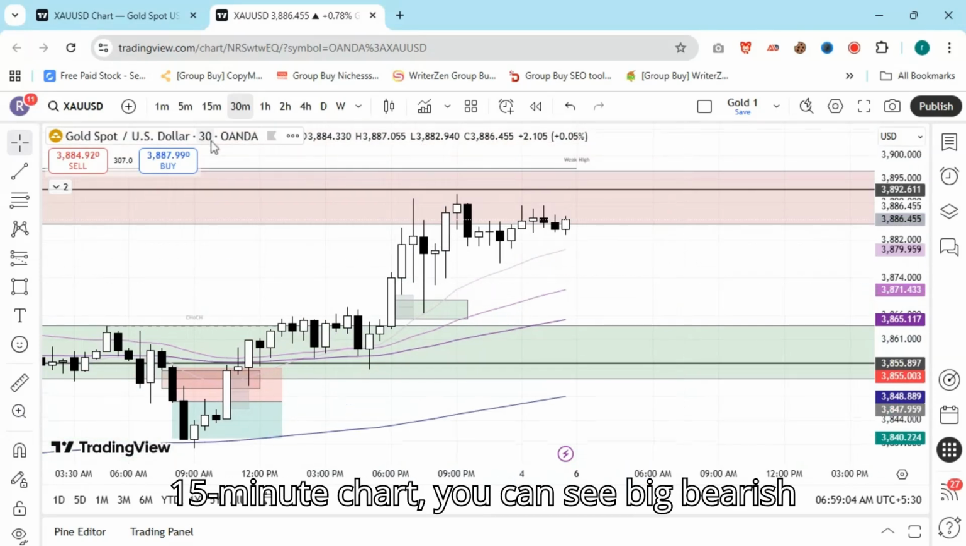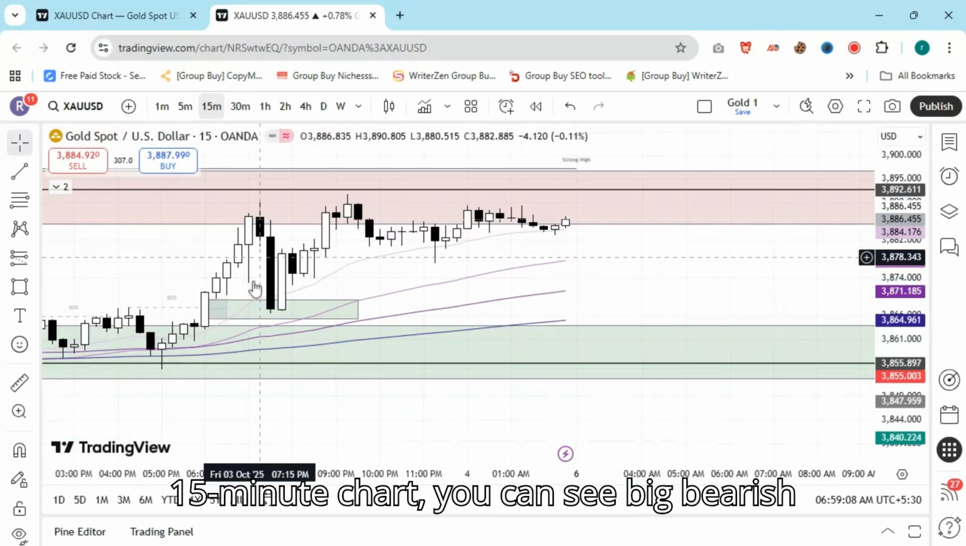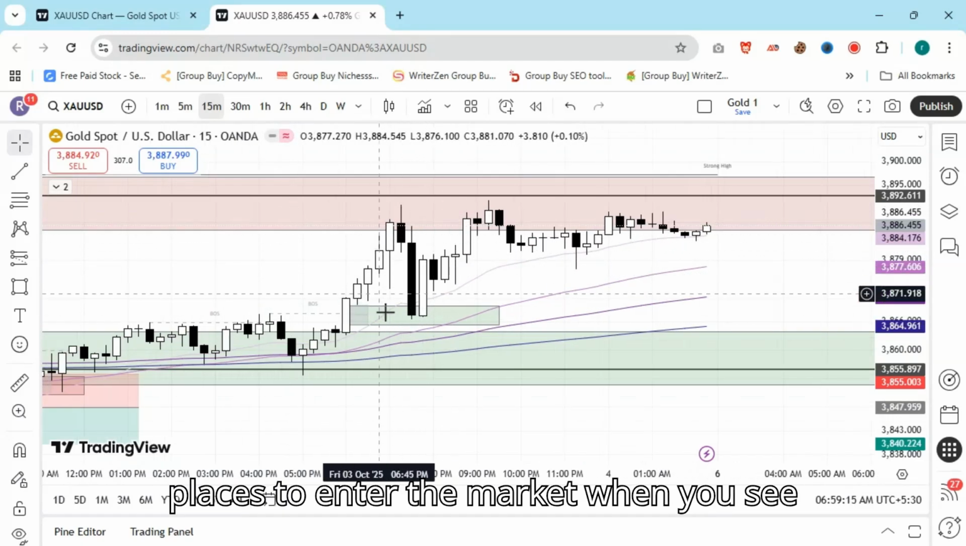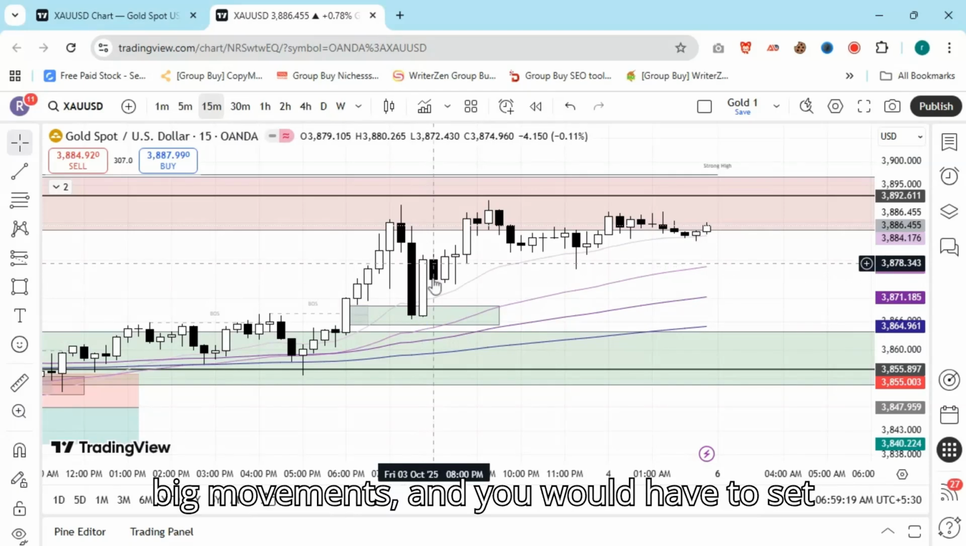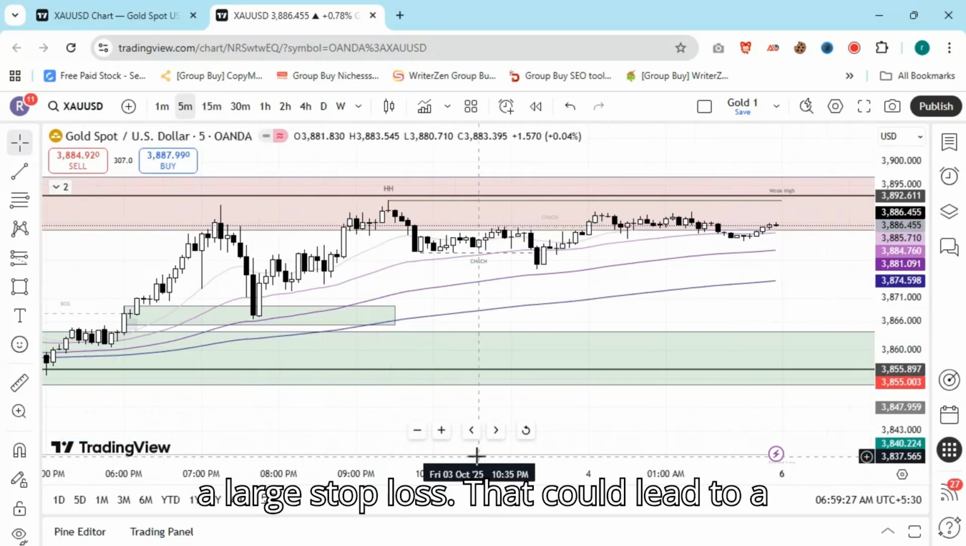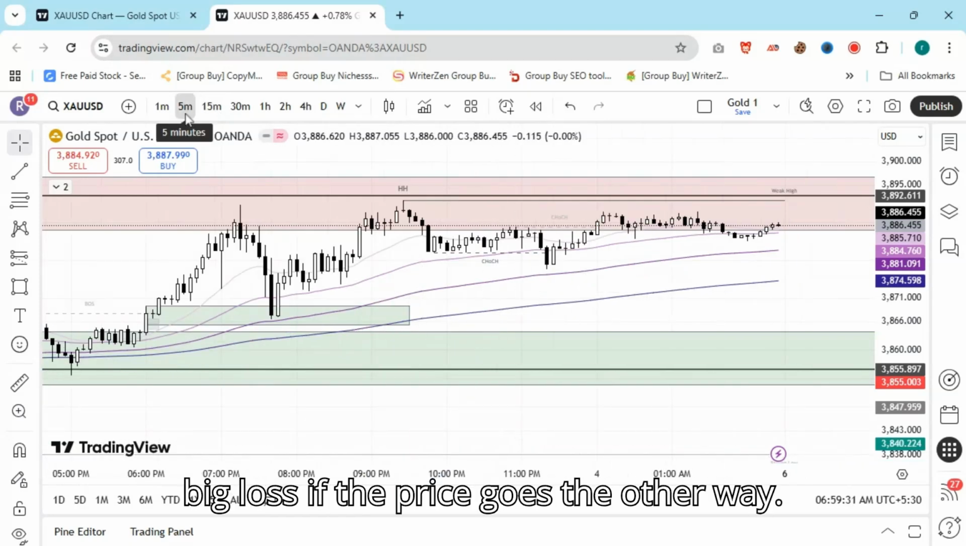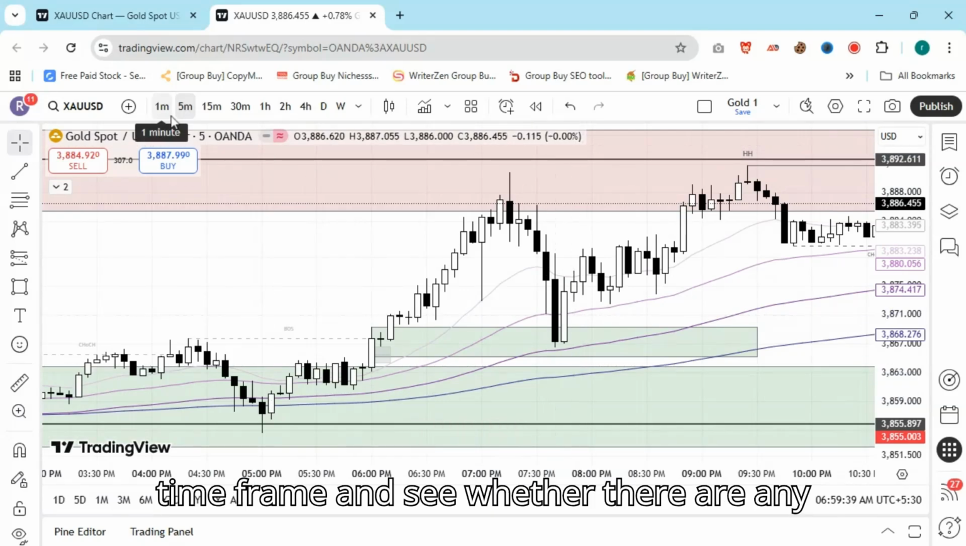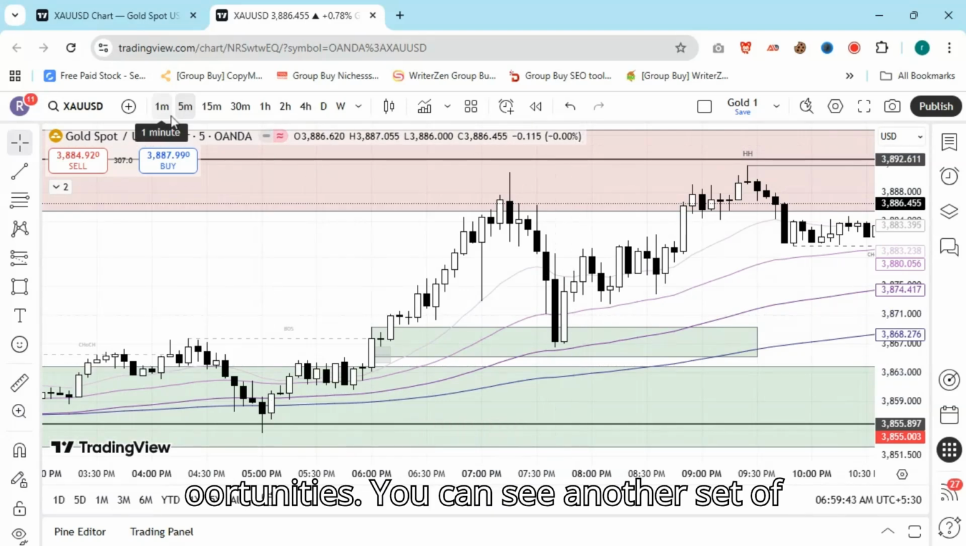However, on the 15-minute chart, you can see big bearish and bullish candles. These are not good places to enter the market when you see such large candles, because these are big movements, and you would have to set a large stop loss. That could lead to a big loss if the price goes the other way. In that case, you have to go into a lower time frame and see whether there are any opportunities.